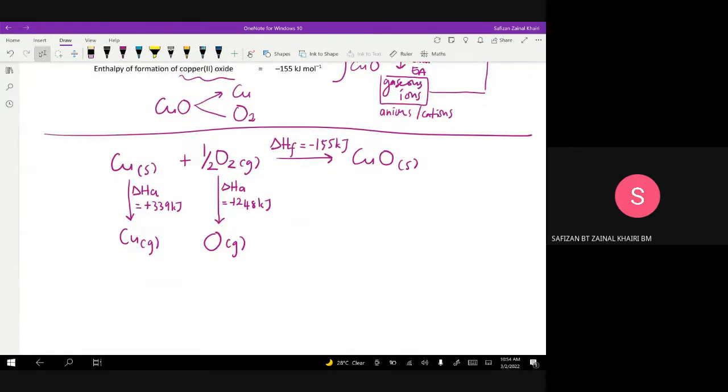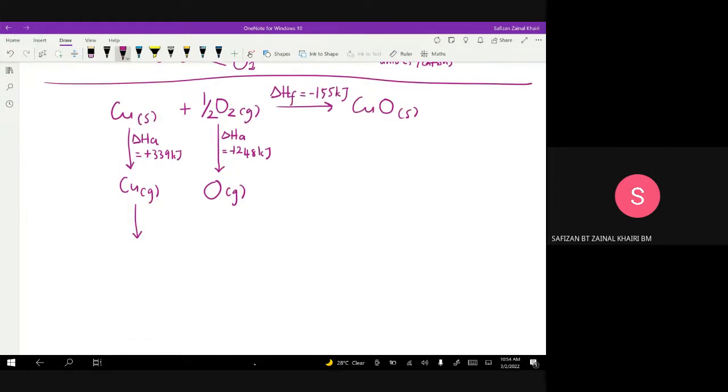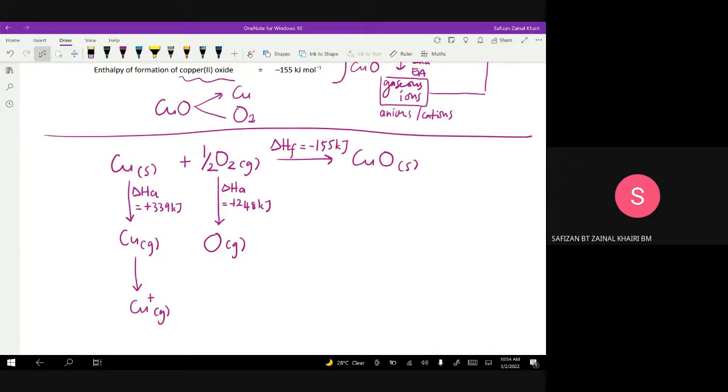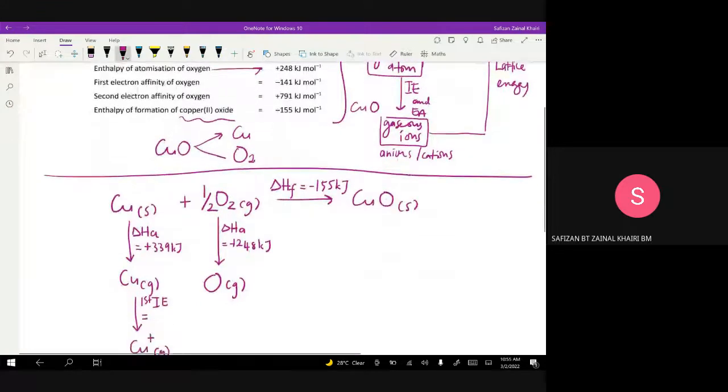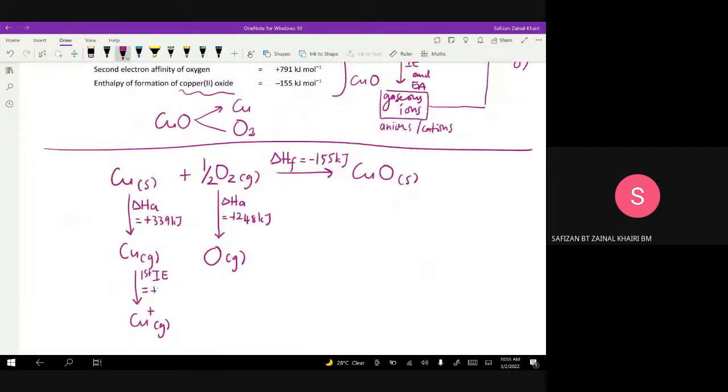Okay, kedua-dua elemen sekarang dah dalam bentuk gaseous atom. Okay, seterusnya kita kena tukar kepada bentuk gaseous ion. Okay, so copper, dia akan jadi copper plus dulu, gases. Okay, so this is the first ionization energy of copper. Okay, berapa nilai dia tadi? Dah diberikan dalam soalan. First ionization of copper is positive 745 kilojoule. Okay, positive 745 kilojoule. We write here.